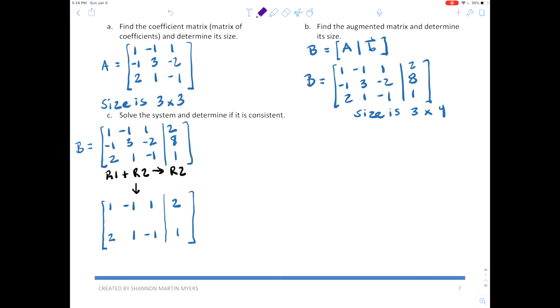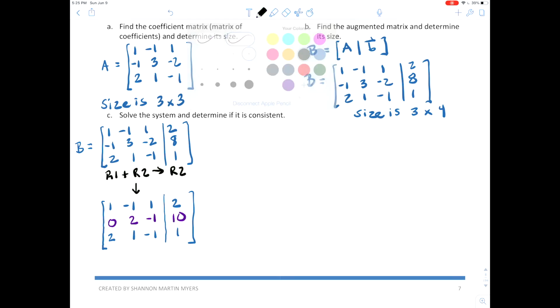So if I add 1 plus -1, what do I get? Good, I get 0. So I added the 1 and the -1 here. If we add -1 and 3, we get +2. Adding 1 and -2 gives us -1, and adding 2 and 8 gives us 10. So believe it or not, this is an equivalent system, an equivalent matrix.